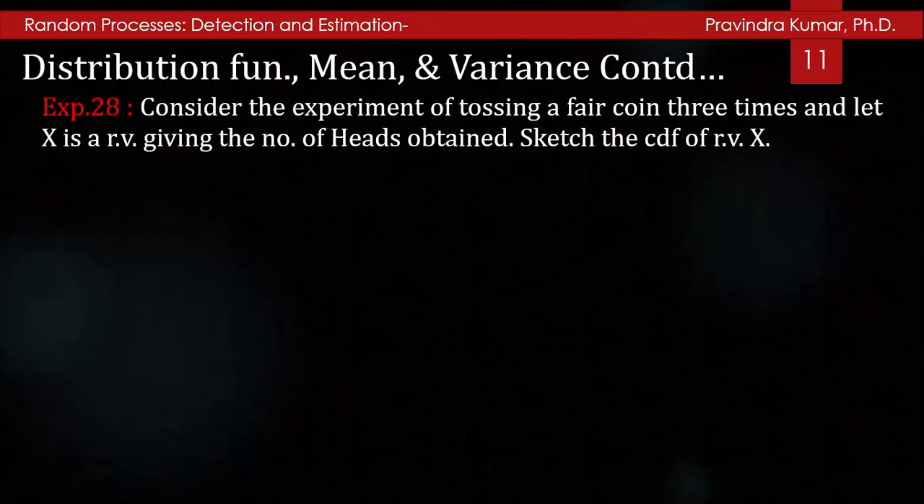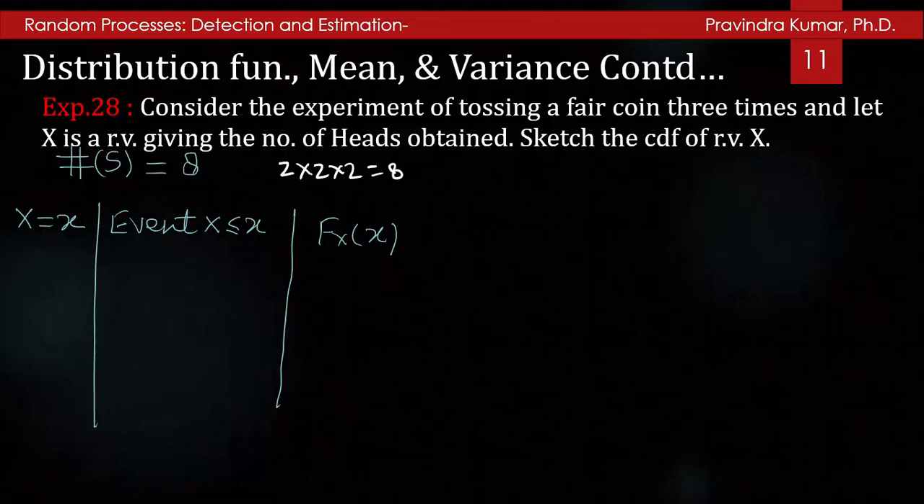Now let us consider one example. Consider the experiment of tossing a fair coin 3 times, and let a random variable x be the number of heads obtained. Sketch the CDF of the random variable x here. So I'm tossing a coin 3 times. Each toss has 2 possible outcomes, and I'm tossing 3 times, so the total number of outcomes will be 8.